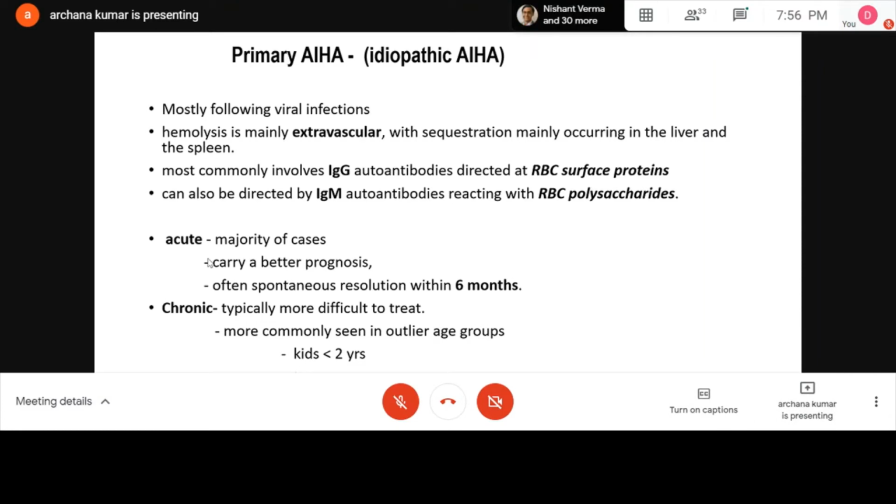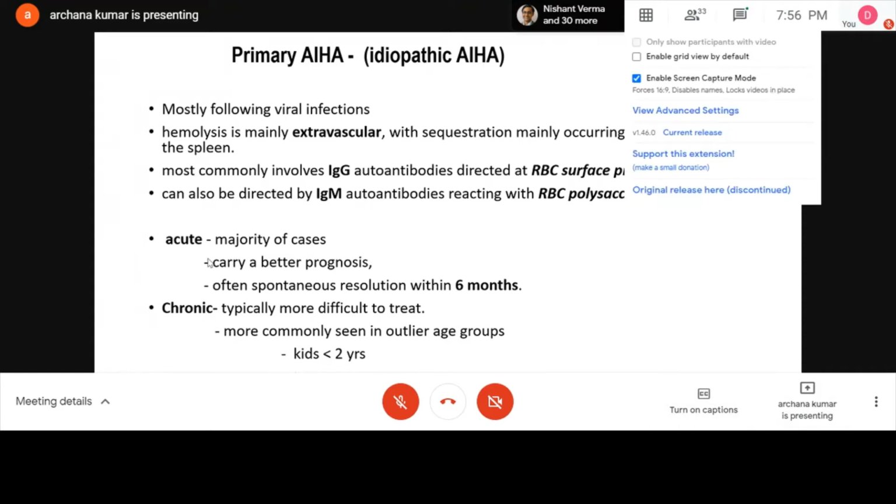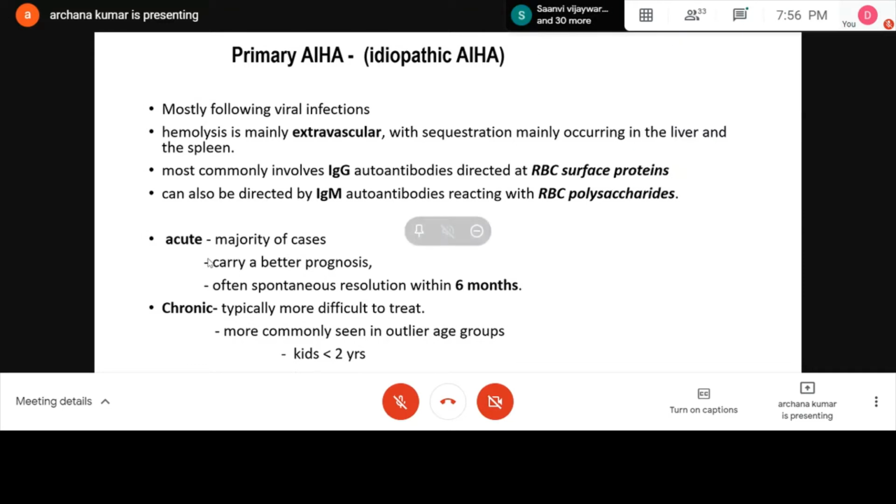In most children, it is acute, and these acute cases carry a better prognosis. Often there's a spontaneous resolution within 6 months. Chronic cases are not so common, say about 30%, but they're typically much more difficult to treat. And they're more commonly seen in children below 2 years of age or in teenagers.